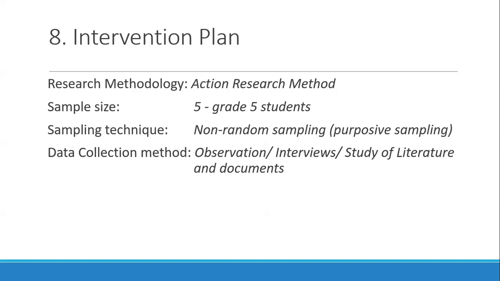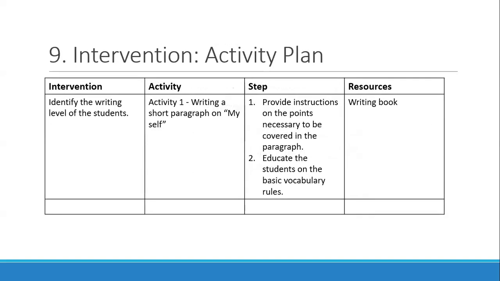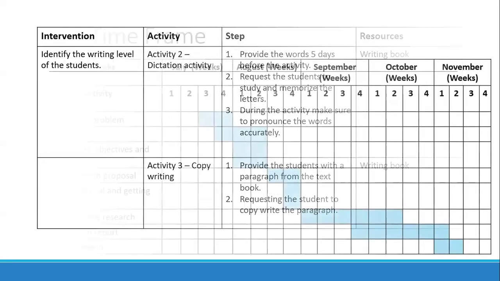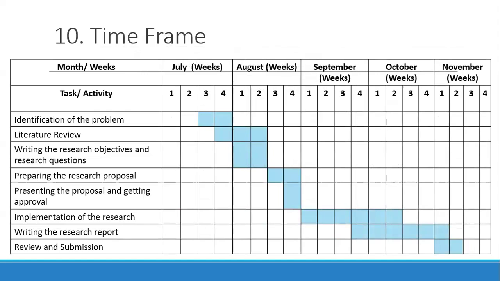Data collection methods: observation, interviews, questionnaire. You can give whatever data collection methods you use. Intervention plan: activity, steps, resources. Can you understand? If you have 8 days, you have to show one cycle. If you have 8 days, you have to have these 8, and you have to explain them. This is the time frame, right?